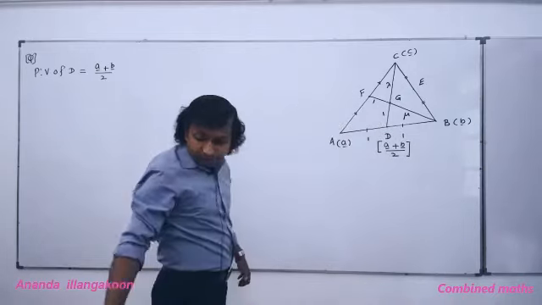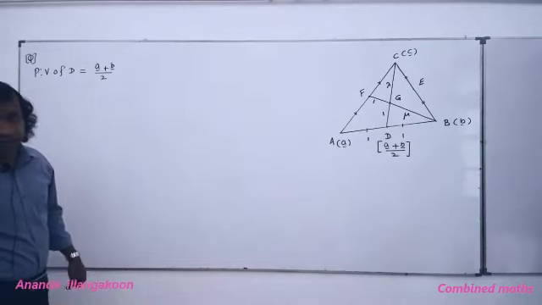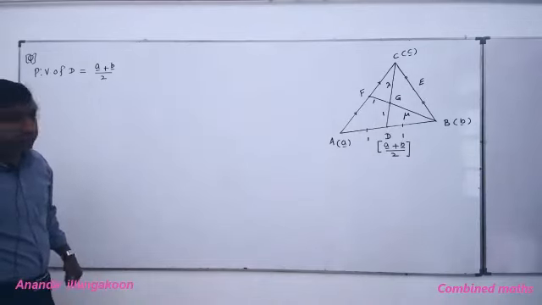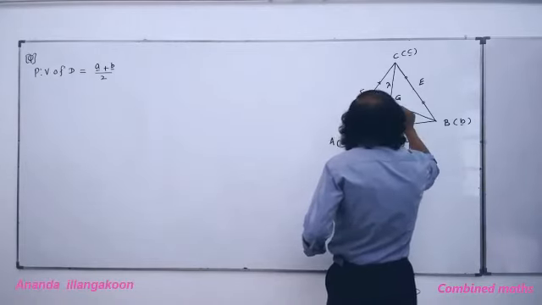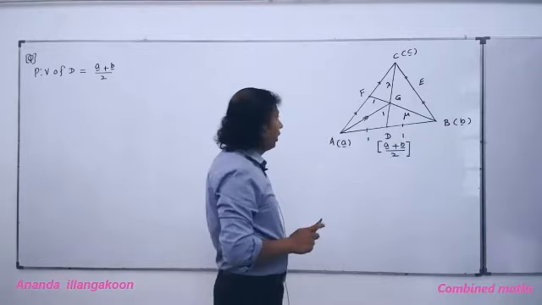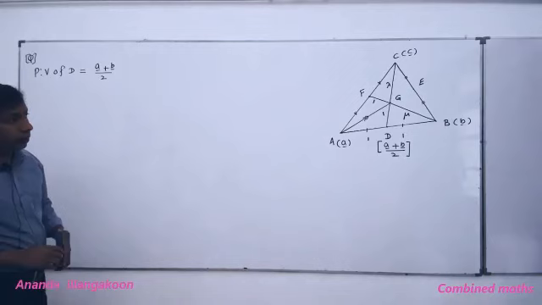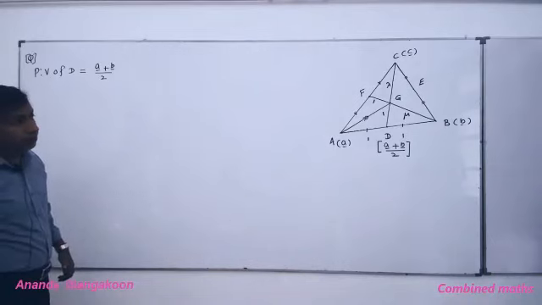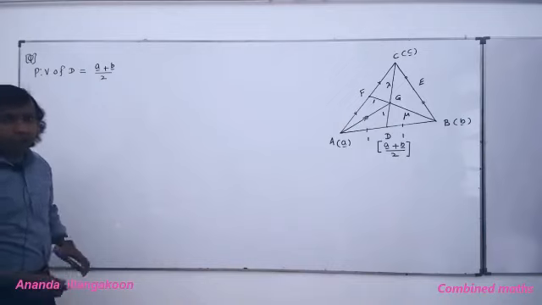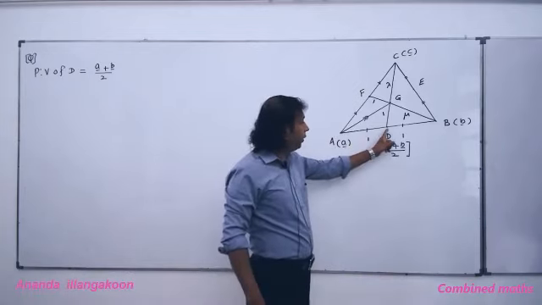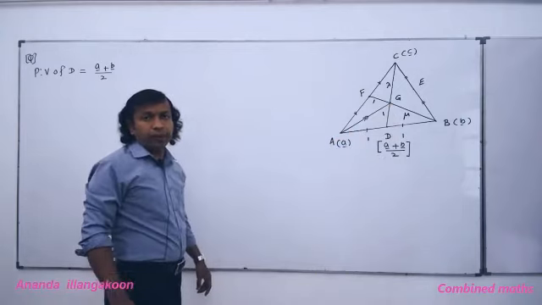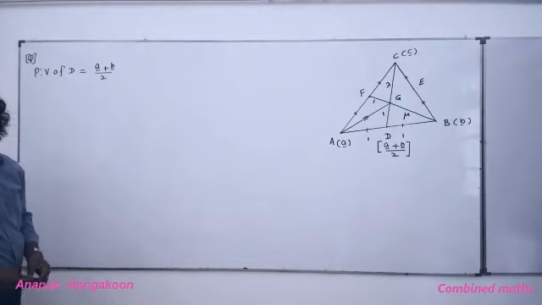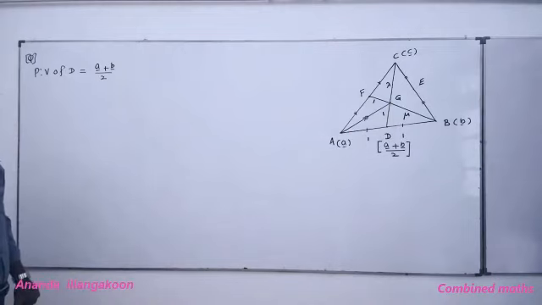Now I am going to take this AG vector. How to take this AG vector? I can take it this way: AD plus DG. That way I can take the AG vector.